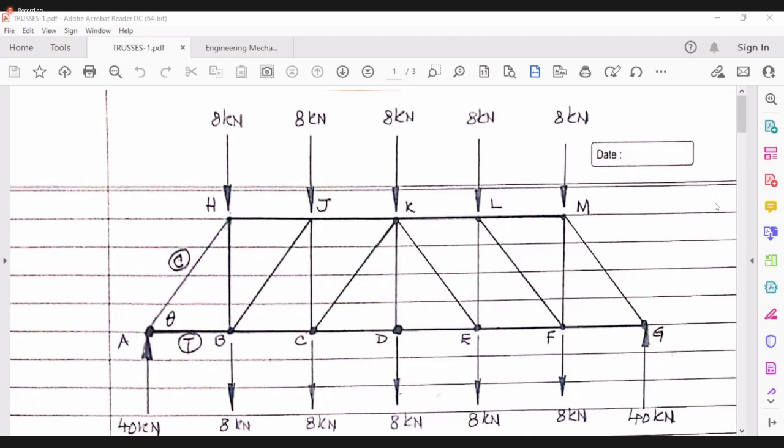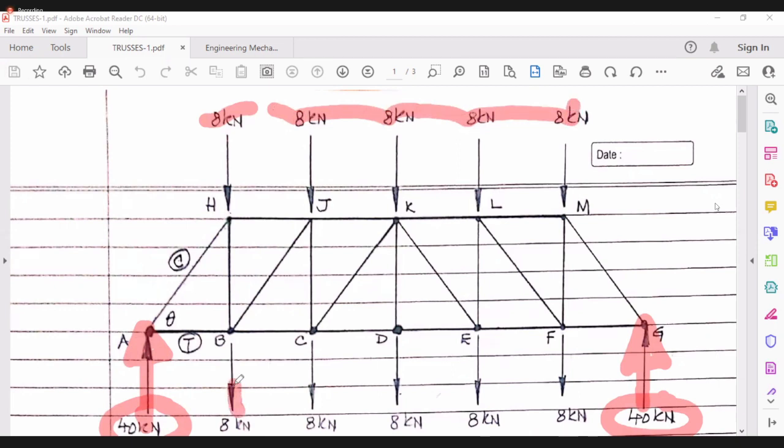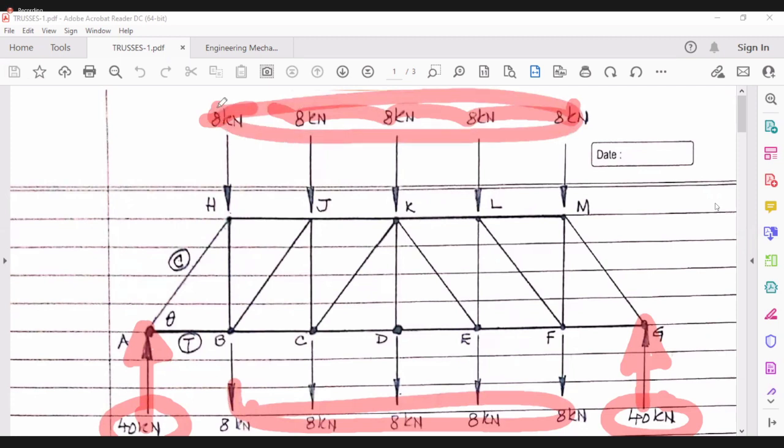There will be a support reaction over here and here. I am showing it to be a 40 kilonewton and a 40 kilonewton because I have already calculated it. Do you agree that it is 40 kilonewton? What is the total load? 8 plus 8 plus 8 plus 8 plus 8 by the 40 plus another this 40 kilonewton. So total load is 80 kilonewton. There is a perfect symmetry everywhere. As a result, 40 will go here and a 40 will go over here. Or you can do that stunt.